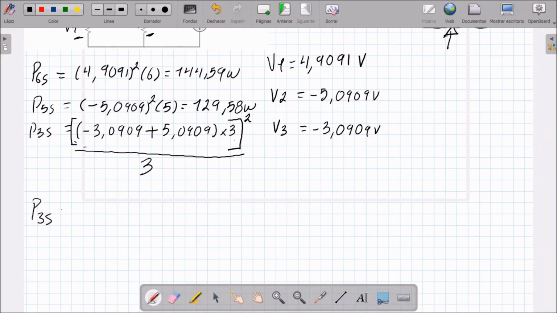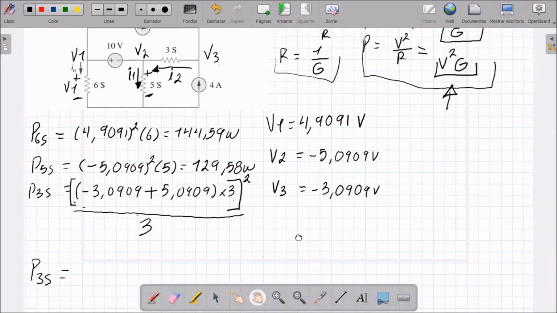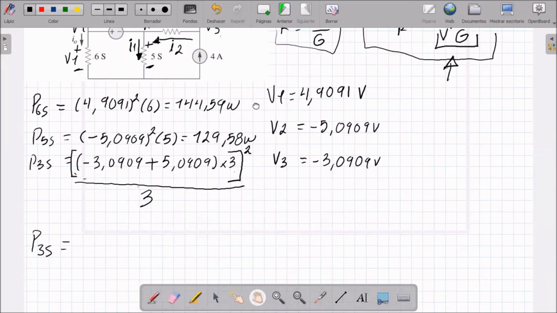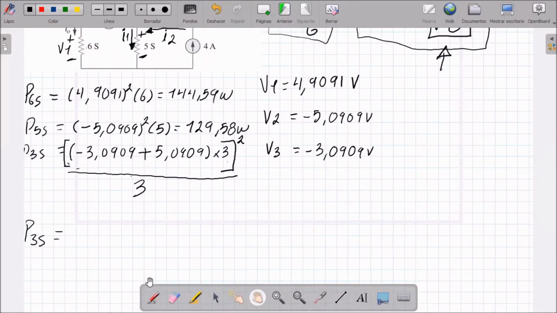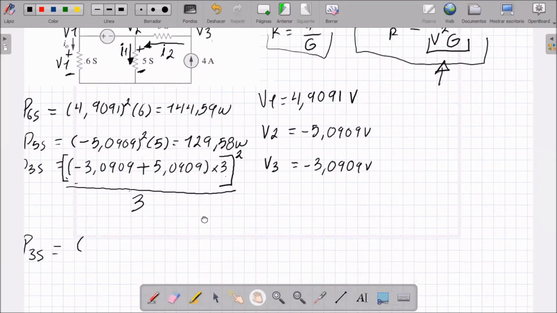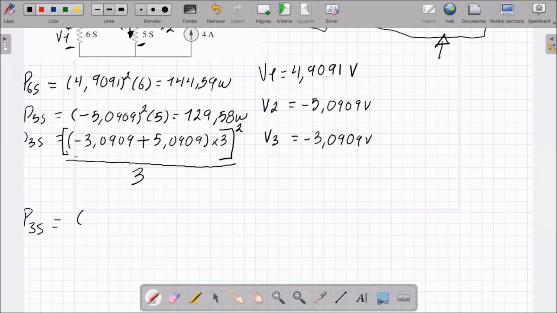The other way would be in terms of voltage. What would it be like in terms of voltage? I already have the voltages at those two points. I can simply say voltage 3, minus 3.0909, minus voltage 2, which would be minus 5.0909.